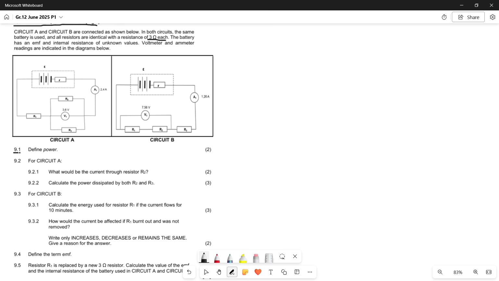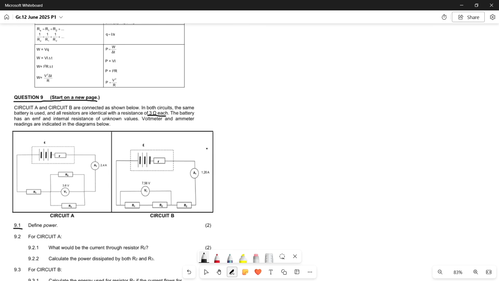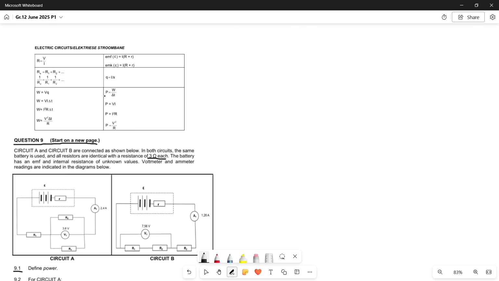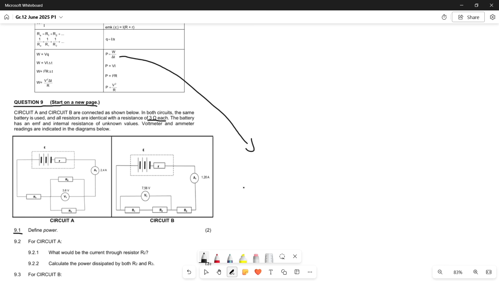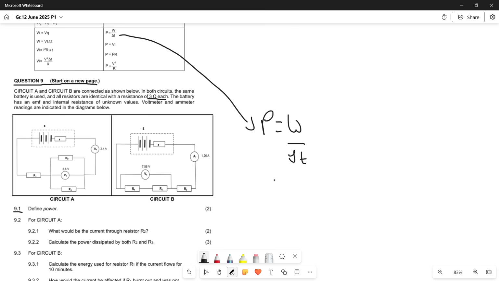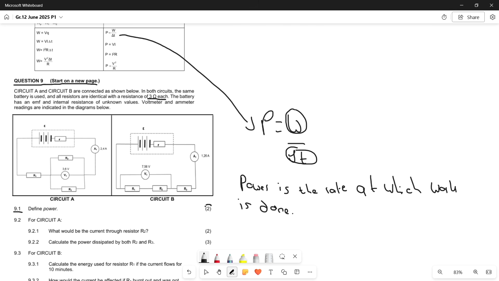So then 9.1 says define power for 2 marks. So we can go up to our formula sheet and see our formulas for power. Our P over here is power, measured in watts, and our W is our energy measured in joules. The first power formula is where we get our definition from, because P equals W over change in T means that power is the rate, the delta T, at which work, our W, is done. And that just earned us 2 marks.